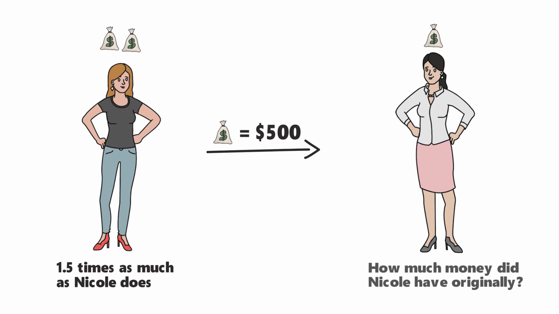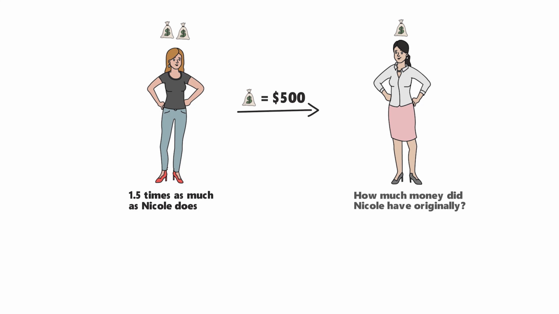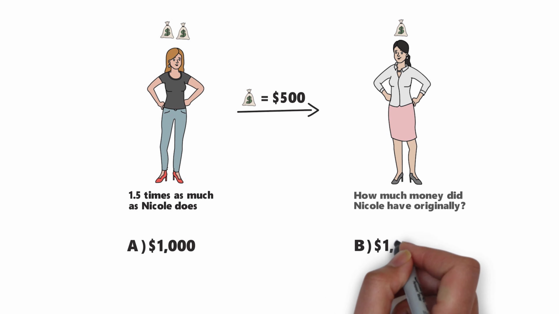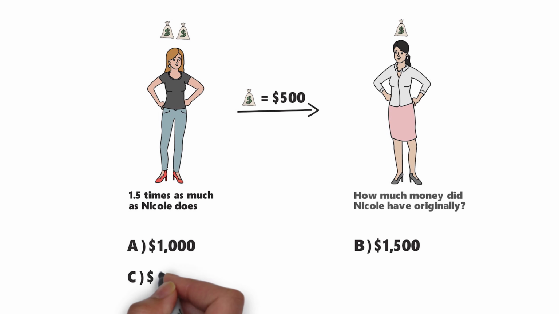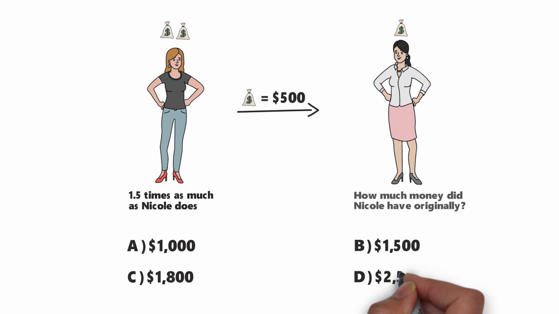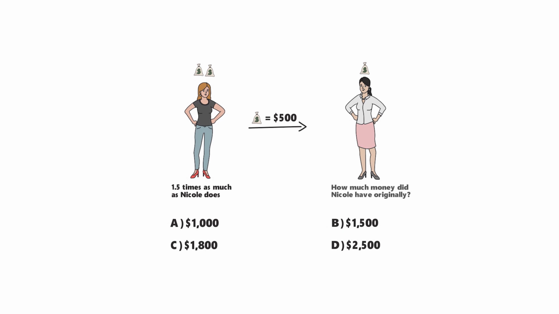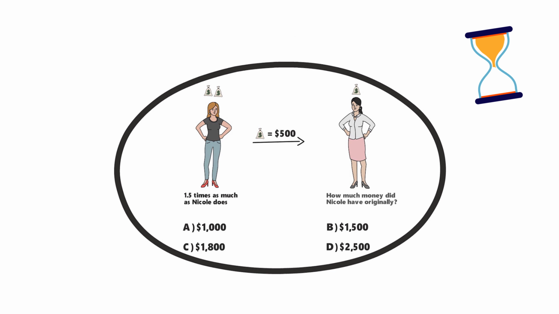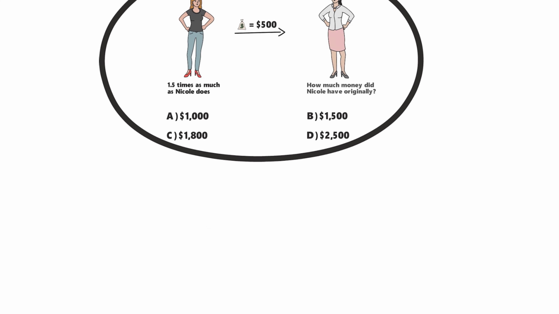And you're presented with 4 different choices. Choice A, $1,000. Choice B, $1,500. Choice C, $1,800. And choice D, $2,500. Can you calculate the answer? Give yourself 20 to 30 seconds. Maybe pause this video and give yourself as much time as you need. Let's go ahead and move forward to get to the correct solution together.